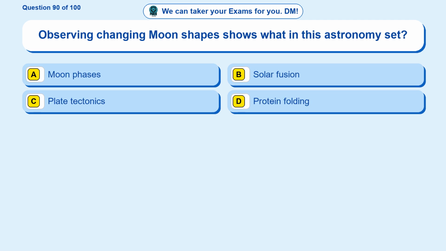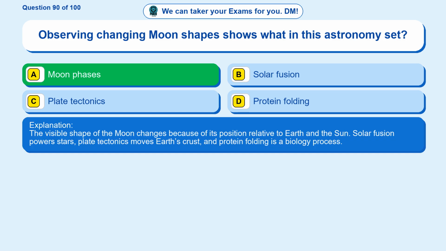Question 90. Observing changing moon shapes shows what in this astronomy set? Option A, moon phases. Option B, solar fusion. Option C, plate tectonics. Option D, protein folding. The correct answer is option A. Moon phases. The visible shape of the moon changes because of its position relative to Earth and the Sun. Solar fusion powers stars, plate tectonics moves Earth's crust, and protein folding is a biology process.